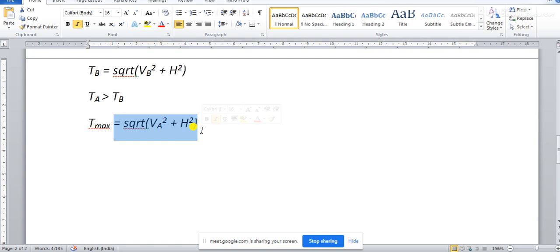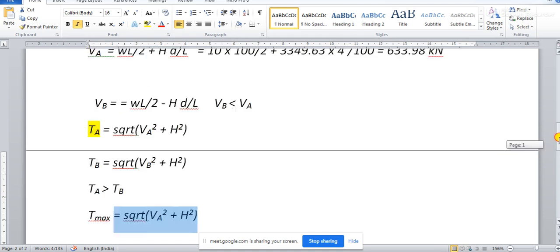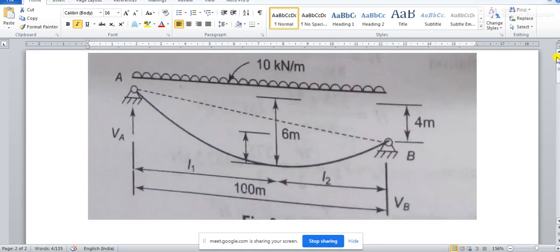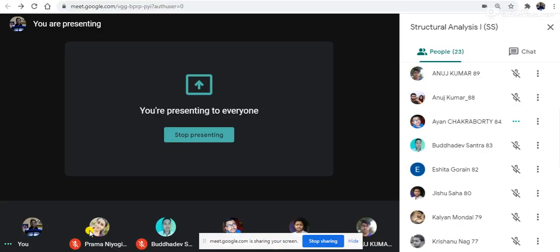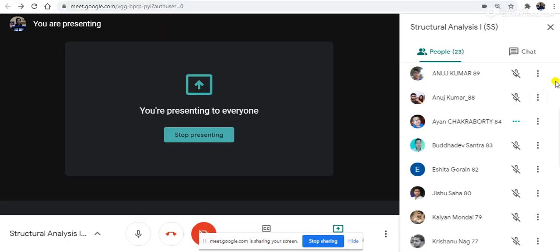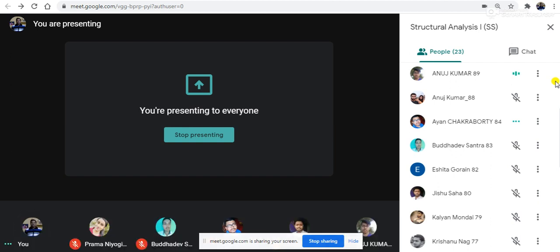This was the support at different levels, because with this I will conclude the discussion on cables. Do you have any doubt till this point? Any doubt? If you have, tell me. No, sir.